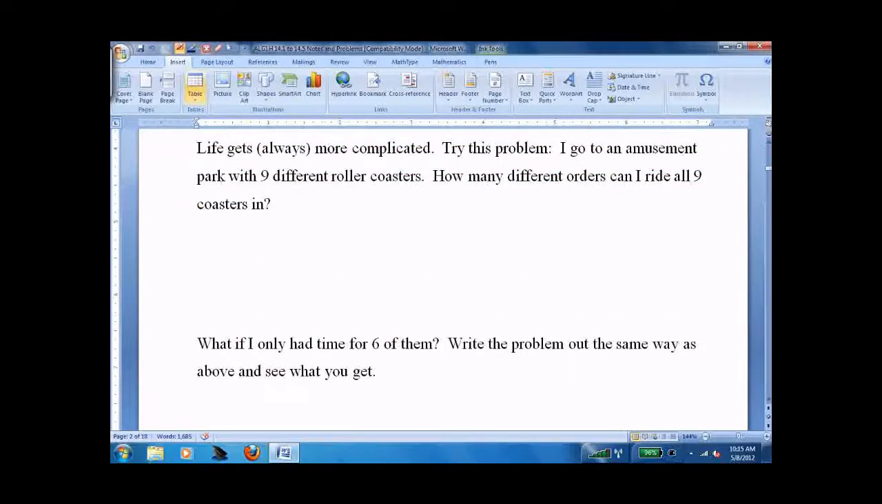Here's a problem to use it. And, as always, things get more complicated. I go to an amusement park with 9 different roller coasters. How many different orders can I ride all 9? So my first choice, I have 9 different coasters. Now, I've already gone on one. So my second choice is 8, then 7, and so on. So it's basically 9 factorial, which is a really, really big number. 362,880. It's a lot of different ways.